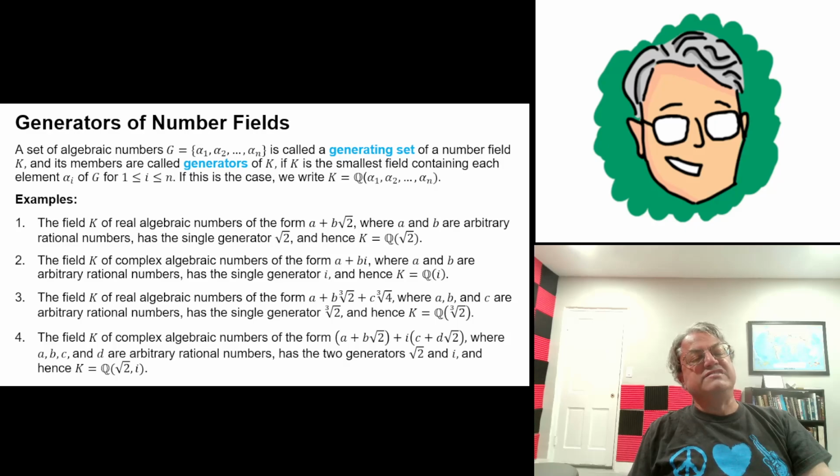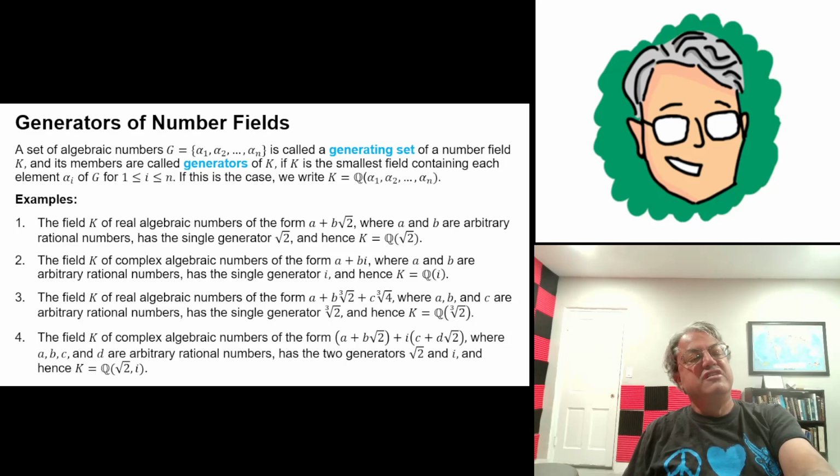And finally, the last example here, the field of algebraic numbers of the form a plus b times square root of 2, plus i times c plus d times square root of 2, where once again a, b, c, and d are all rational. This one has just two generators, namely the square root of 2 and i. So we can write K as Q adjoin square root of 2 and i. You get i times the square root of 2 for free. So anyway, those are just some simple examples.